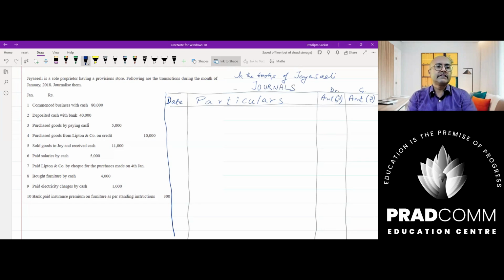So the very first thing that you can see, dates are given. It is 2018, Jan 1. The first entry being commence business with cash. So therefore, the entry will be cash account debit to capital account.